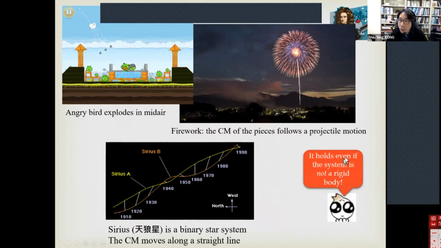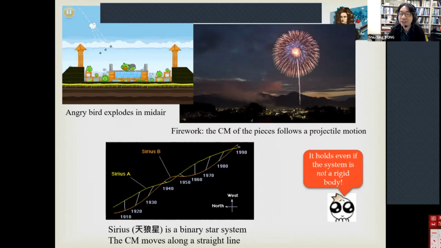Now, the center of mass concept holds even for a system that is not a rigid body. A rigid body means a body that cannot be deformed. For example, this cup is a rigid body because it cannot be deformed. But this book is not a rigid body because it can be bent, it can be deformed. Or in some situations, the system can be decomposed into several particles moving independently.